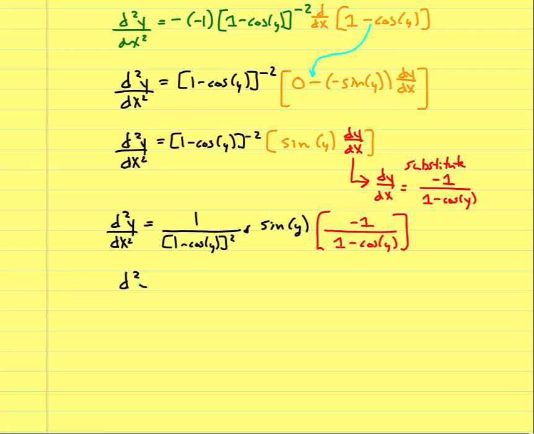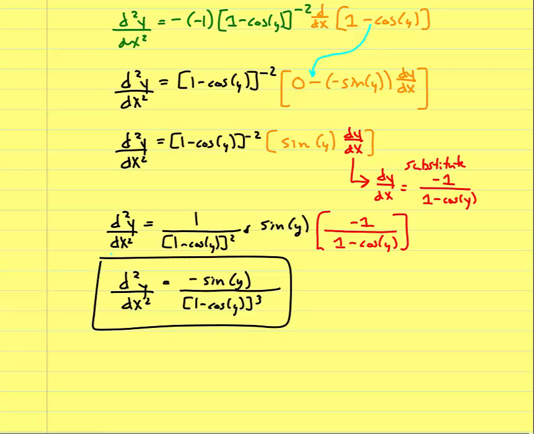d squared y dx squared. Multiplying straight across the top, I have a negative sine of y. In the denominator, I have 1 minus cosine y quantity squared times 1 minus cosine y quantity, which is going to be 1 minus cosine of y cubed. And there is finally my second derivative.